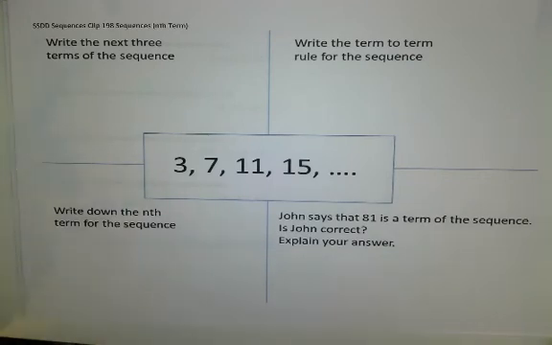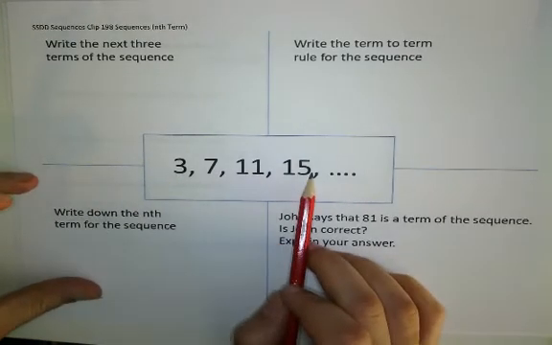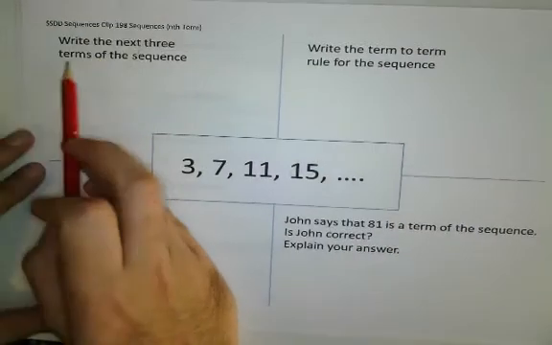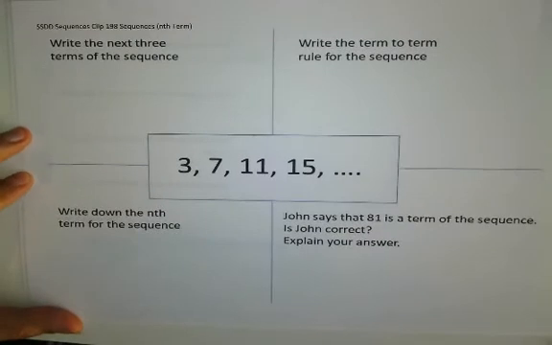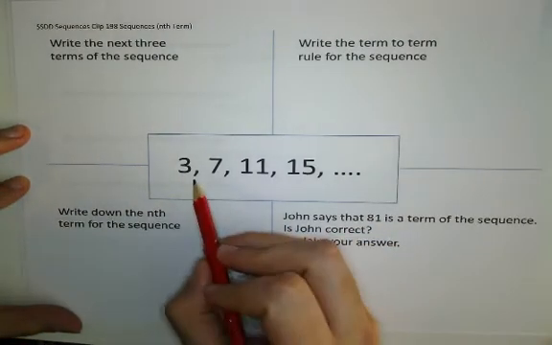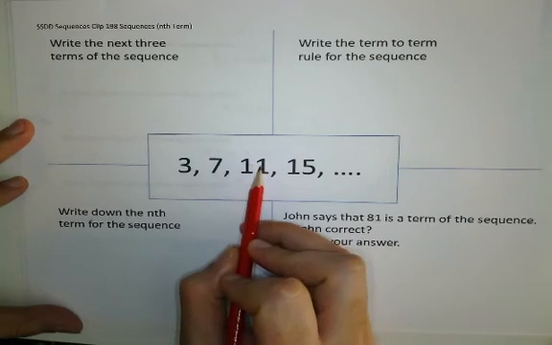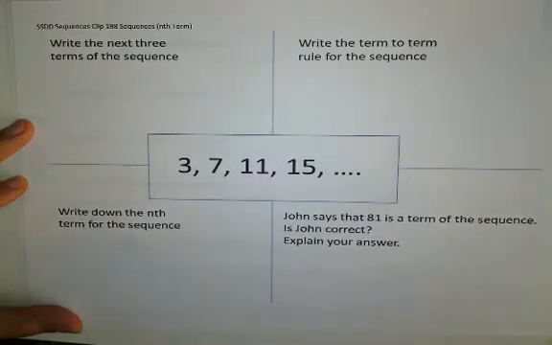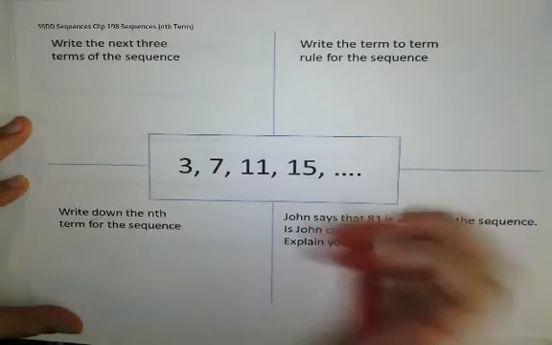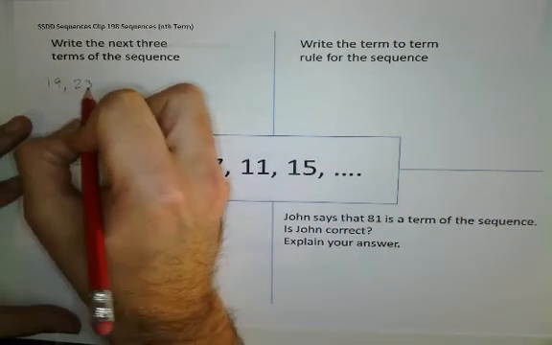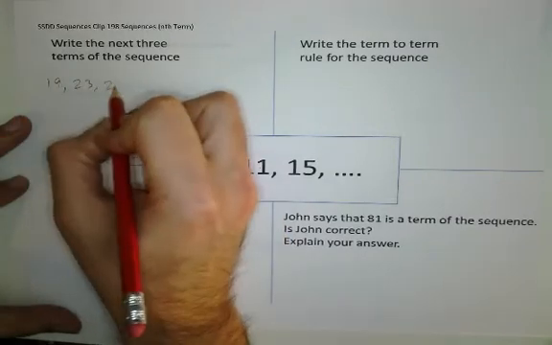Right, so 3, 7, 11, 15. Let's just go round in clockwise order like that. Write the next 3 terms of the sequence. Hopefully you can all spot it, it should be quite easy, that one. 3 up to 7 is adding 4. 7 up to 11 is adding 4. 11 to 15 is adding 4. So clearly the rule here is adding 4, isn't it? So what would come next after 15? Well, that would be 19. What will come next after 19? 23.